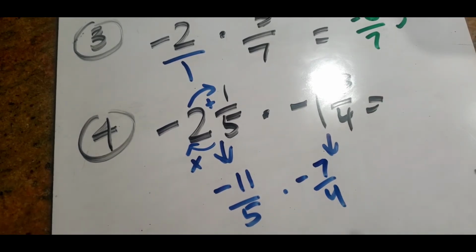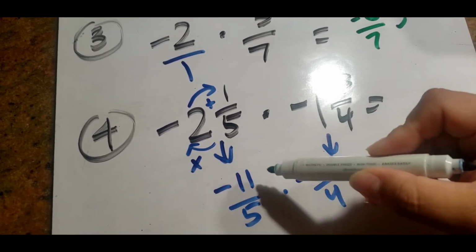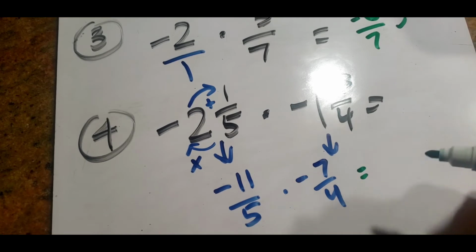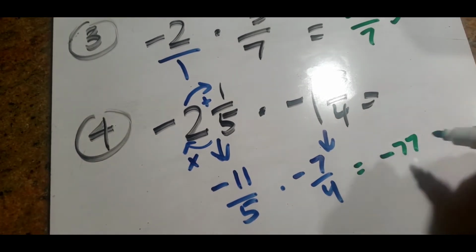Okay? And then again, before I multiply, I always try to reduce ahead of time. So check this way and this way. And if I just can't, then when I write my final answer, it becomes -77.